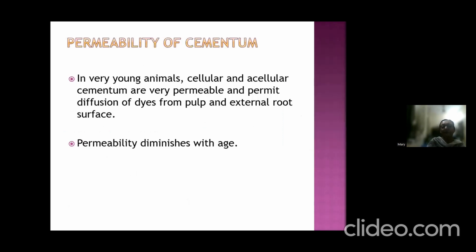Now coming to the permeability of the cementum. In young animals, or rather young people, the cellular and the acellular cementum are very permeable, and they permit diffusion of dyes from the pulp as well as from the external wound surface. This permeable property usually diminishes as the person ages, so it becomes less permeable.